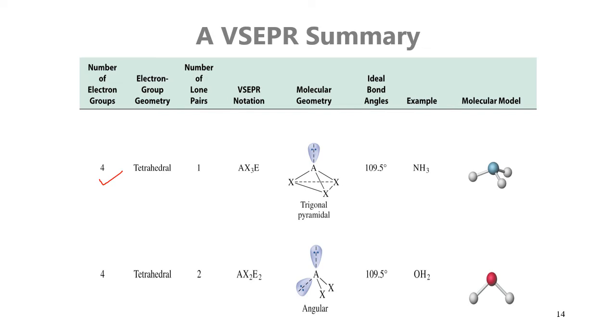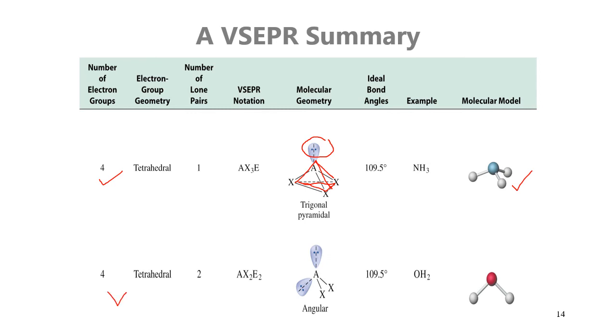With 1 lone pair, the notation is AX3E. So you can see here the lone pair. We cannot see the lone pair because there are no atoms on the top here. So it's still tetrahedral as the EGG. However, in the geometrical look, you can only see trigonal pyramidal, because this is trigonal here, and then it looks like a pyramid. For example, ammonia, the molecular model is shown here.